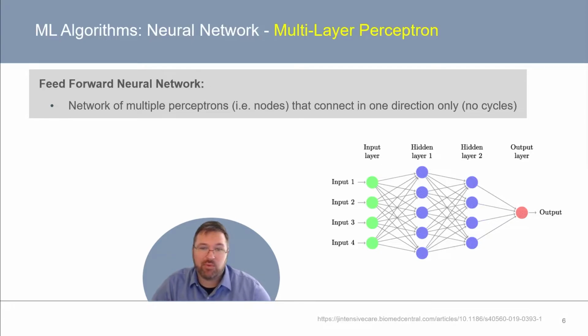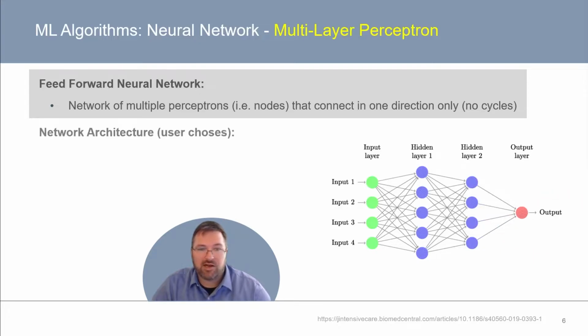Here we have a simple example of a multi-layer perceptron, again including an input layer of features from our dataset, which are subsequently connected to nodes laid out in downstream hidden layers, ultimately connecting to an output layer where the prediction is made.